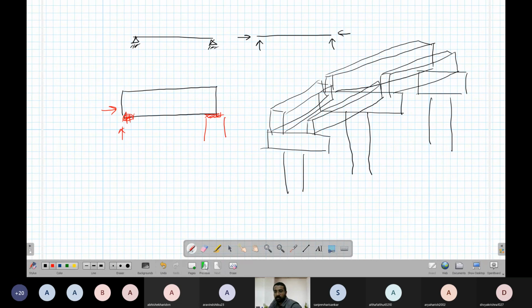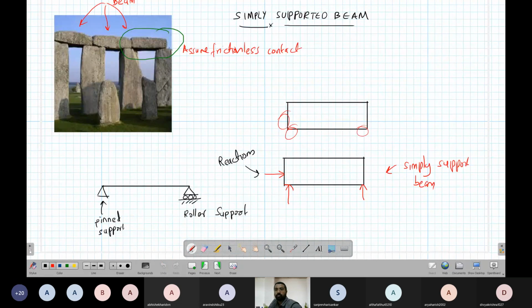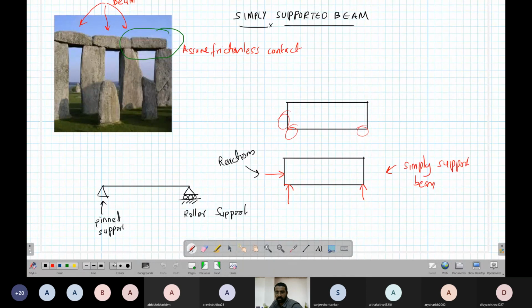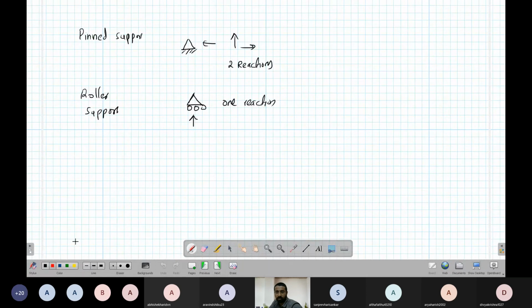Analyze the beam. So this is what is known as a simply supported beam. The only thing you have to know for the next class is the simply supported beam, and the support conditions. This is what is known as support conditions. So this is a pinned support condition, and this is a roller support condition.